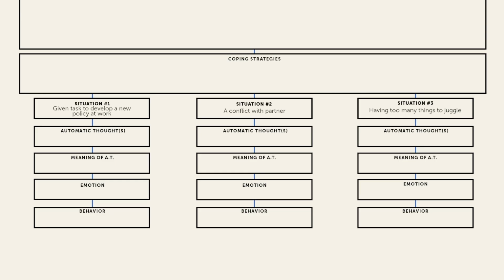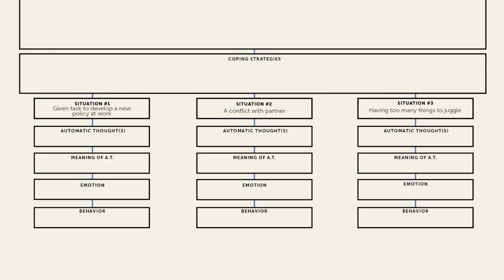As a reminder, these cases represented very typical situations in which Kate experienced negative emotions or coped in an unhelpful way. The situations I chose based on my discussions with Kate were being asked to develop a new policy at work, a conflict with her partner, and having to juggle too many things. They were also chosen because the automatic thoughts in each situation had a different theme. When you notice more than one theme in clients' automatic thoughts, it is important to capture the variety on the CCD.